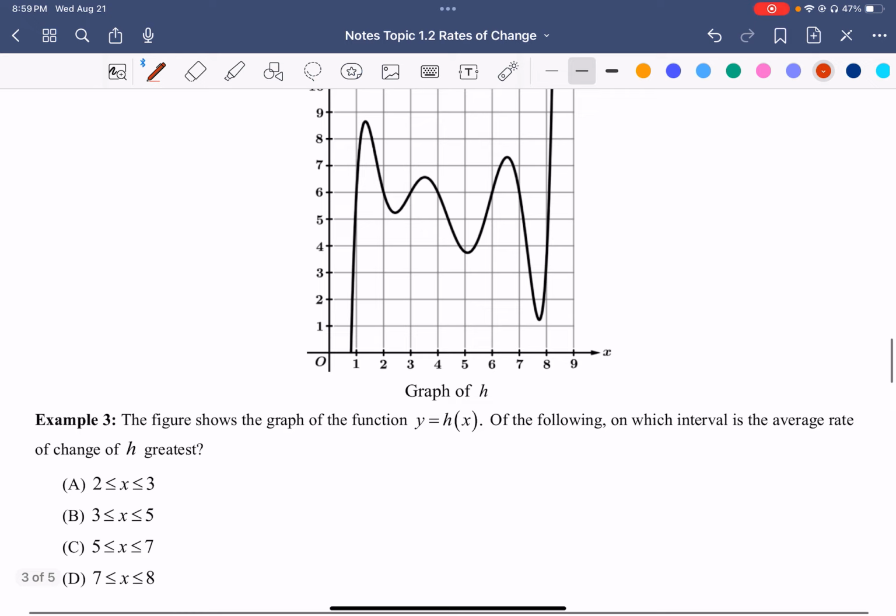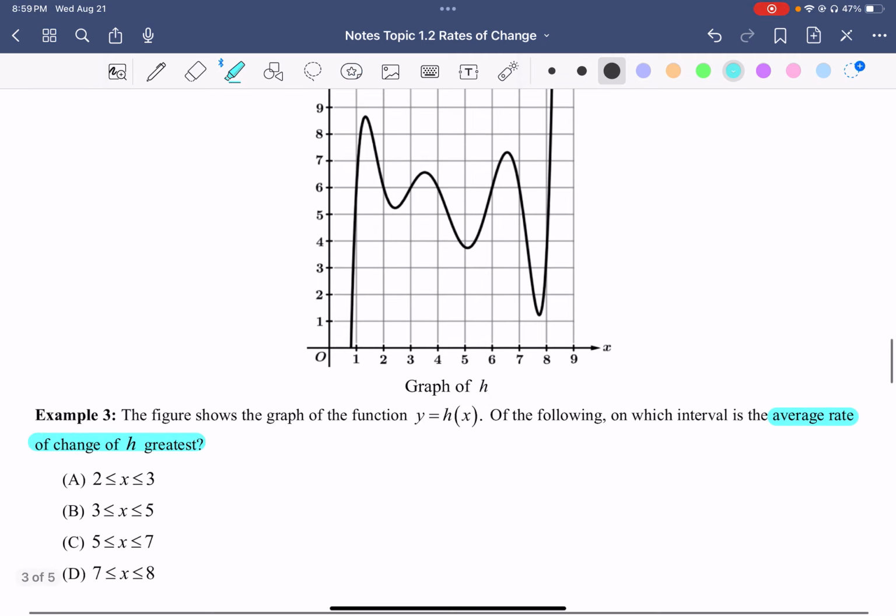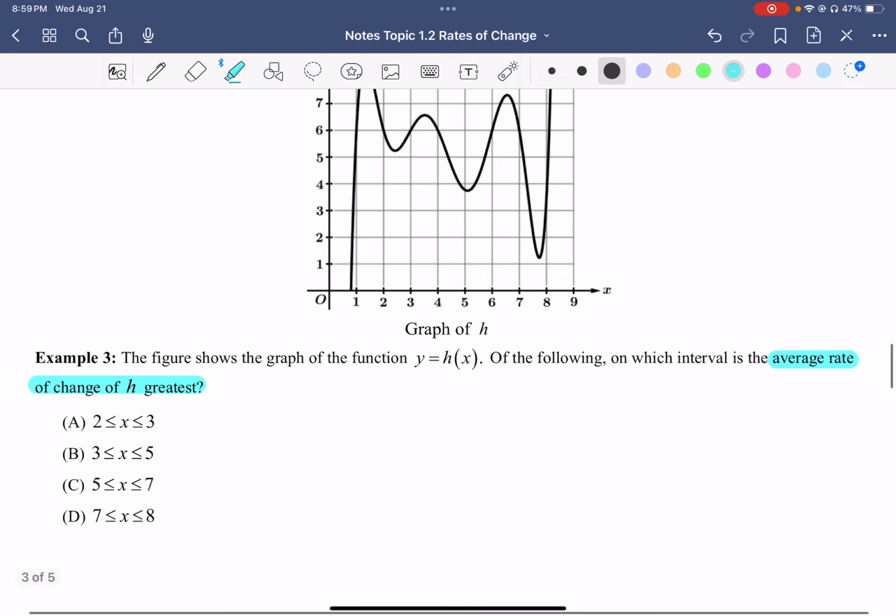Example 3 says, the figure shows the graph of the function y equals h of x. Of the following, on which interval is the average rate of change of h the greatest? So I'm going to underline this so I know what the question is, okay? Now, this is going to be different because in the previous examples, we had points A, B, C, and D. Now we have intervals 2 to 3, 3 to 5, 5 to 7, 7 to 8, okay?